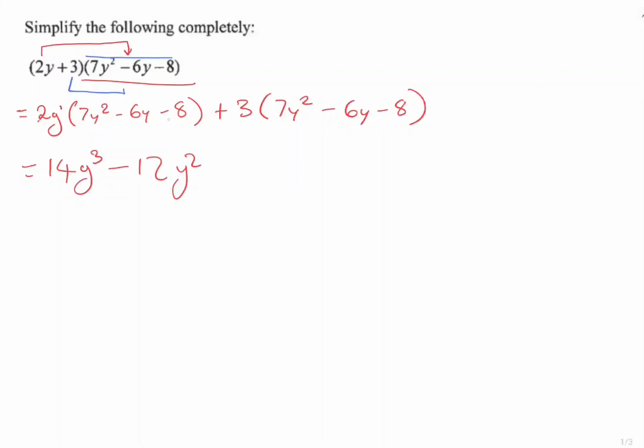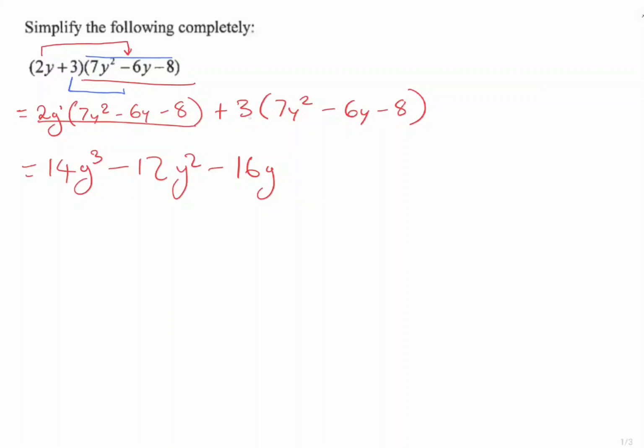Then a positive number times a negative number, you're going to have a negative. 2 times 8, you're going to have a 16. Then there's no y here. Then you're going to have 16y. Then we go to the next expression. So we're done with this first one.